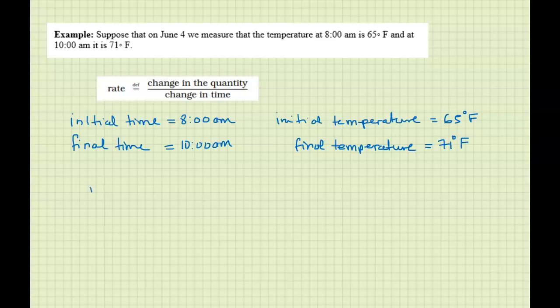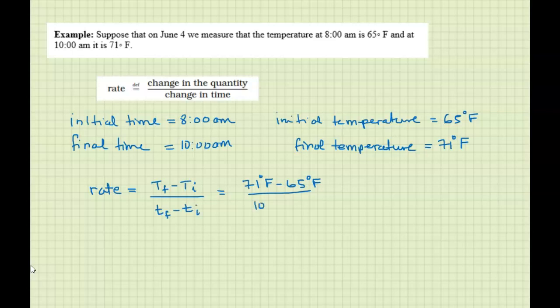Right? So the rate of change is going to be change in the quantity. In this case, the quantity we're interested in is the temperature. So we have T final minus T initial, which is 71 degrees Fahrenheit minus 65 degrees Fahrenheit, divided by change in time, which is final time minus initial time.